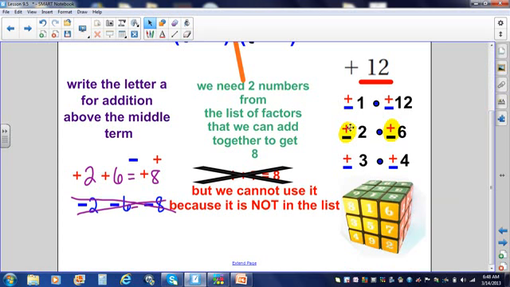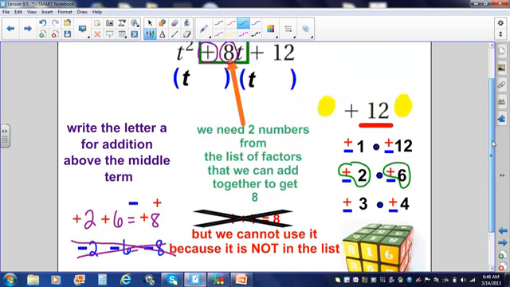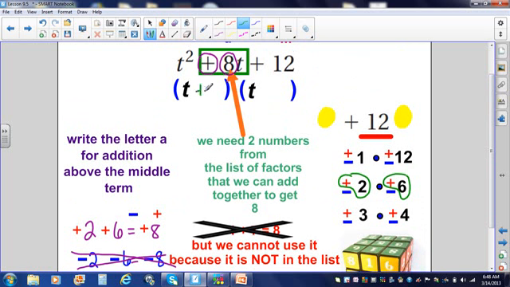So when I'm looking for the numbers, I need to be careful again on which ones I use. So I'm going to use positive 2 and positive 6. Up here, I'm going to put plus 2 and plus 6. Once again, just be careful of which combinations you decide on.